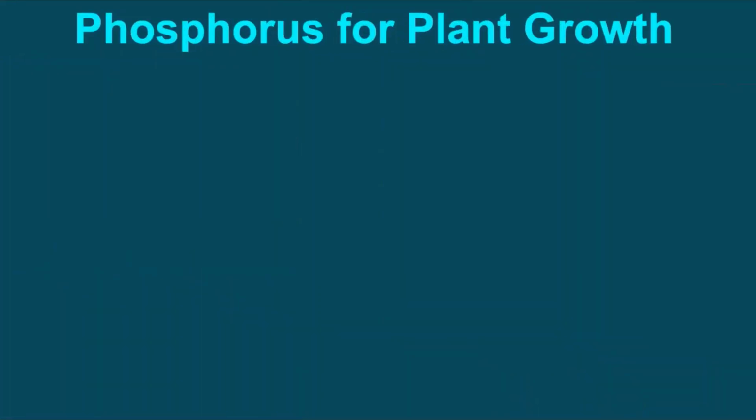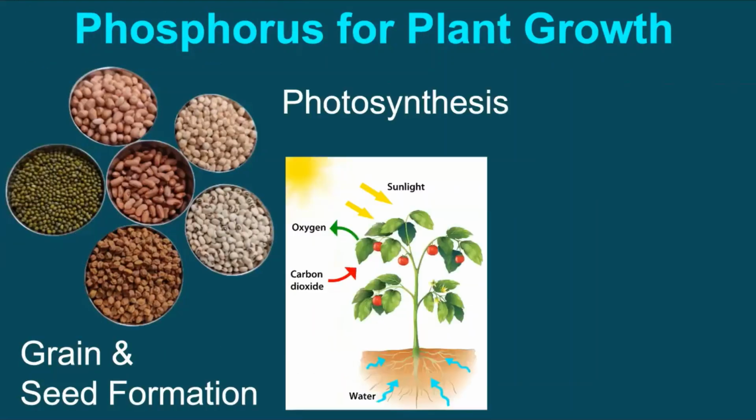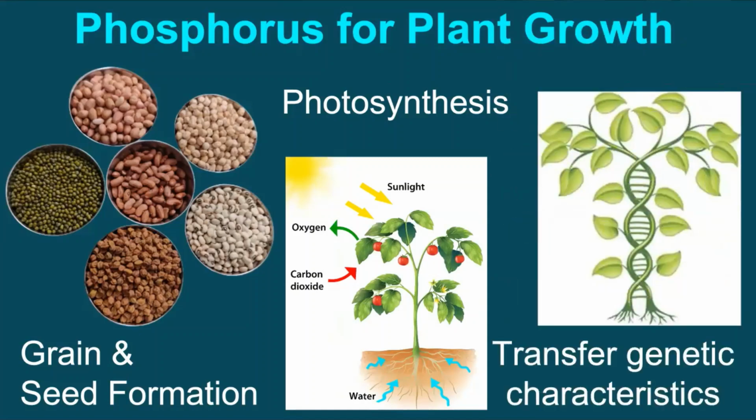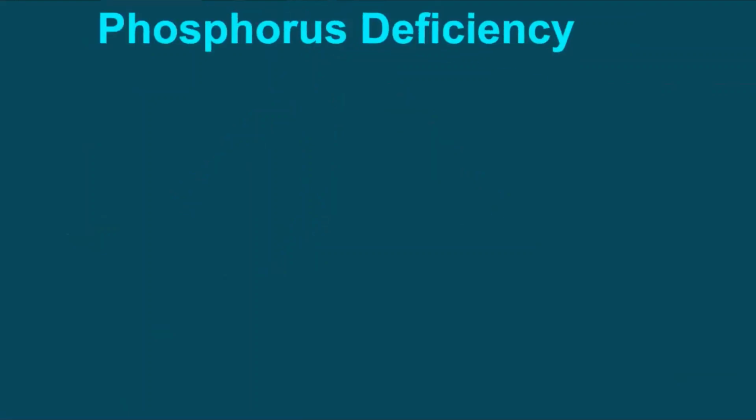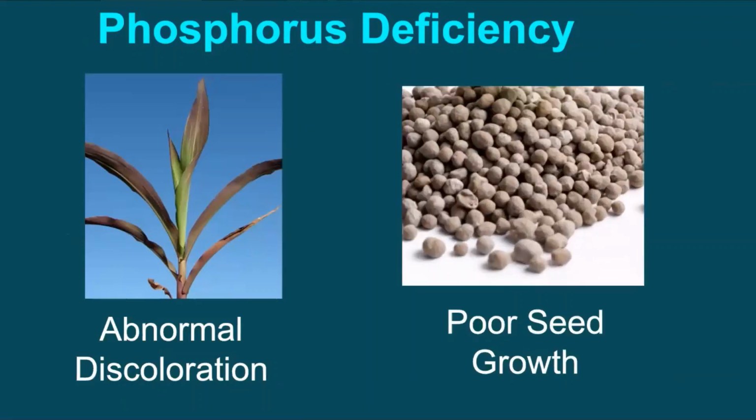Next major nutrient is phosphorus. It is found in every living plant cell. Phosphorus is vital to good plant health, seed production. It catalyzes important plant functions including photosynthesis, nutrient movement within the plant, and transfer of genetic characteristics from one generation to the next. Most Indian soils are deficient in phosphorus. However, compared to nitrogen and potassium, it is more difficult to diagnose phosphorus deficiency. In case of phosphorus deficiency, plants show abnormal decoloration during growth, poor seed development, etc.